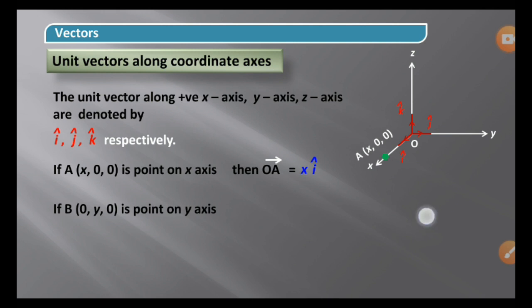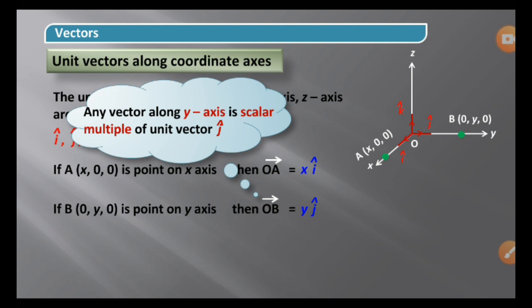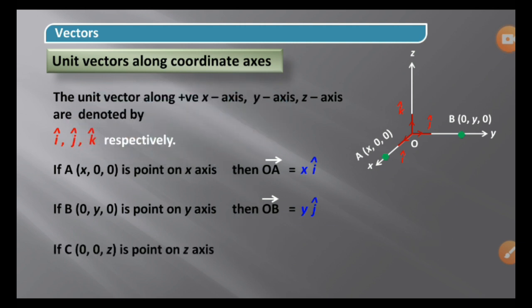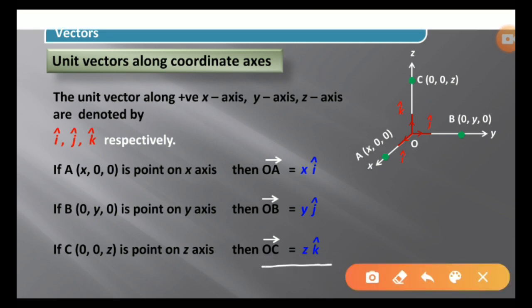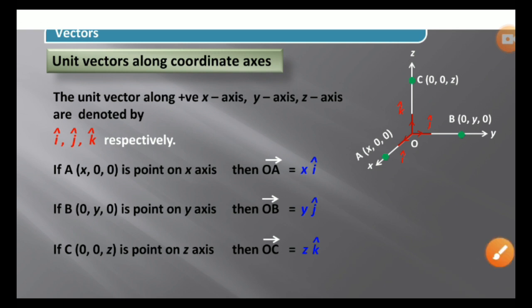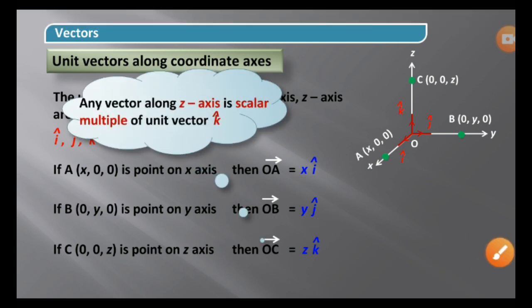Next, if you consider a point B (0, y, 0) on the y axis, then OB is equal to yj. Here any vector along the y axis is a scalar multiple of unit vector j. If you consider another point C (0, 0, z) on the z axis, then the OC vector will be equal to z k cap. Therefore, any vector along the z axis is a scalar multiple of unit vector k.